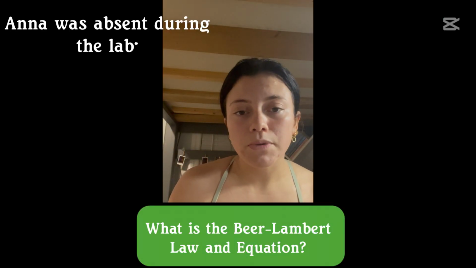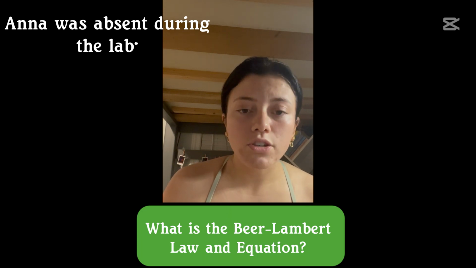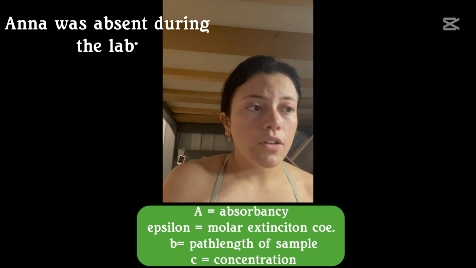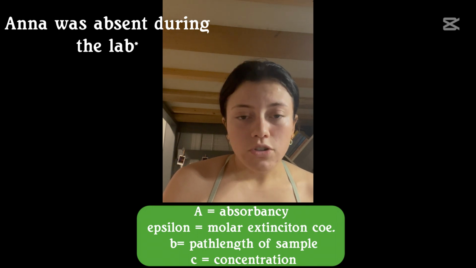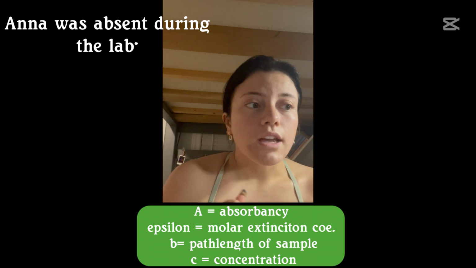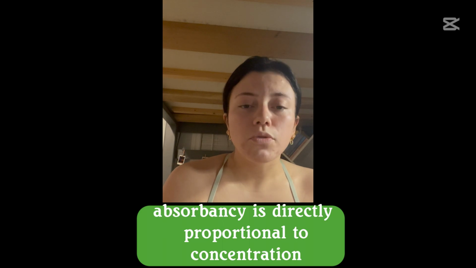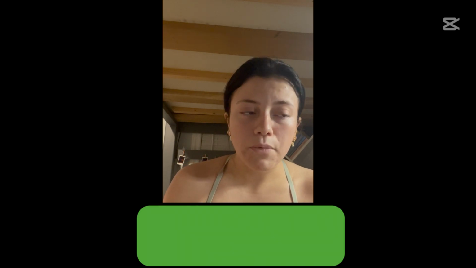So the Beer-Lambert law is a principle that relates the absorbance of light to the properties of the material through which the light is traveling. The equation of this is A equals epsilon times B times C. A stands for absorbance, while epsilon stands for the molar extinction coefficient. B is the path length of the sample, which is usually in centimeters, and C is the concentration of the solution. So this equation indicates that absorbance is directly proportional to both the concentration of the absorbing species and the path length of the sample.